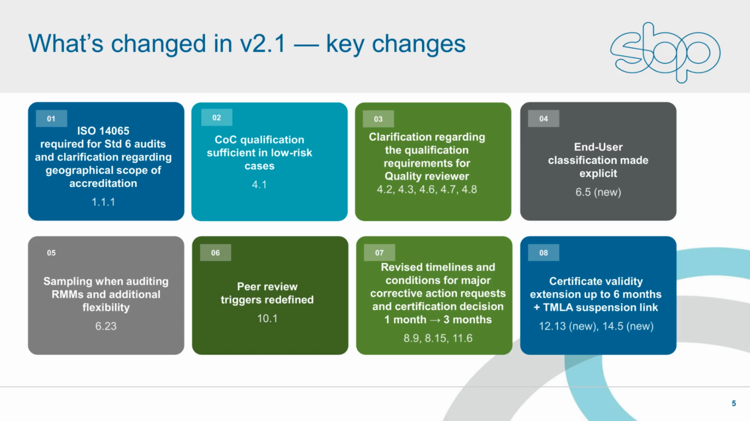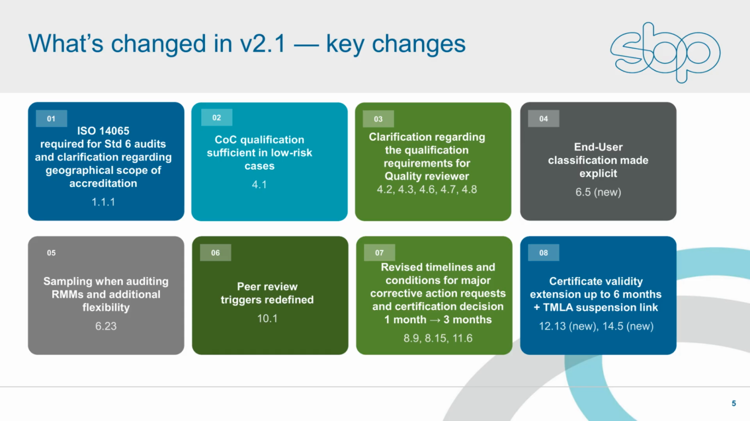Second, the qualification requirements for the quality reviewer are clarified across indicators 4.2, 4.3, 4.6, 4.7, and 4.8. Third, chain of custody auditor qualification is now sufficient for certain low-risk evaluations under indicator 4.1, reducing administrative burden. Fourth, a new indicator 6.5 makes the classification of end users explicit, ensuring they are always evaluated on-site. Fifth, indicator 6.23 introduces provisions for sampling when auditing risk mitigation measures, along with additional flexibility.